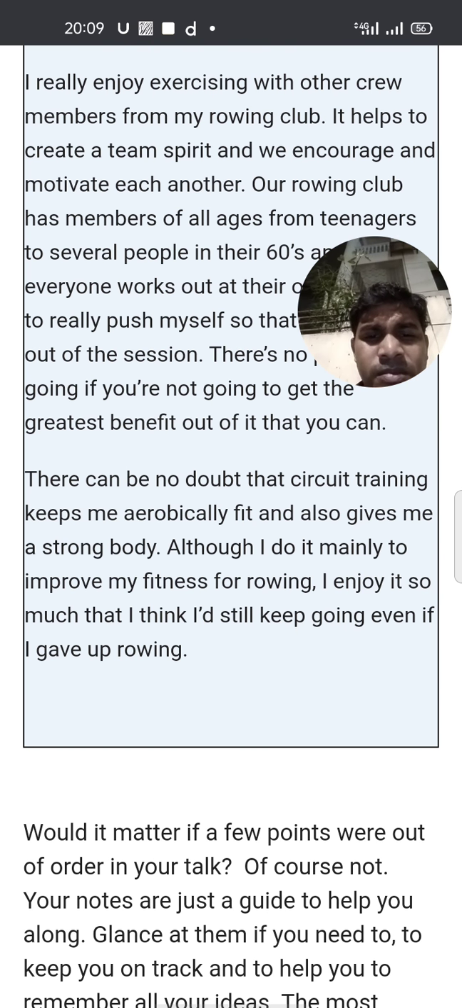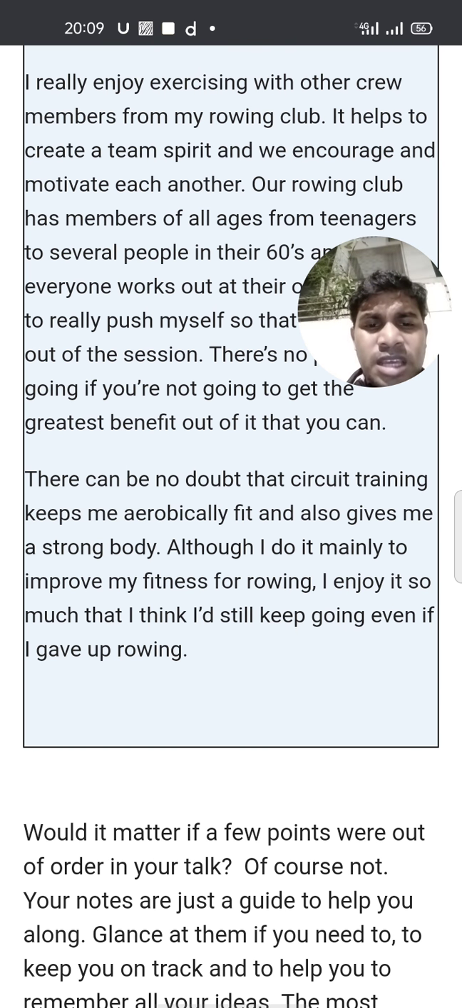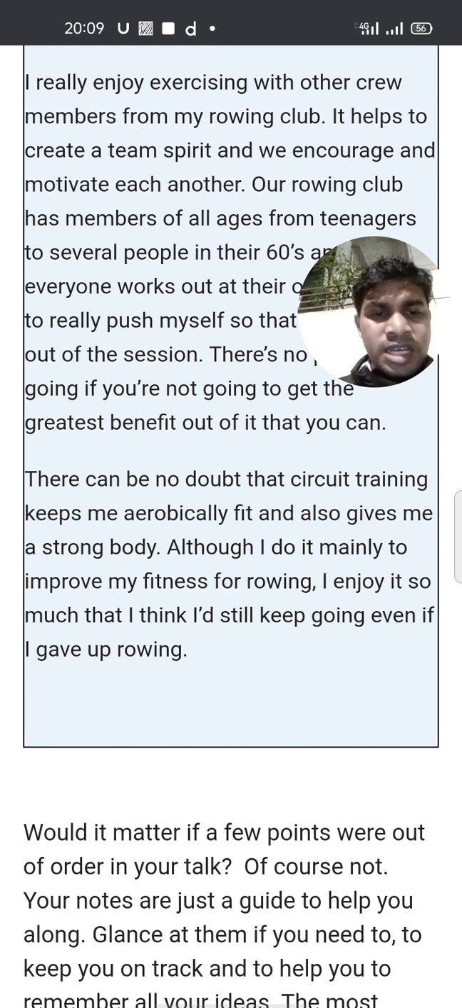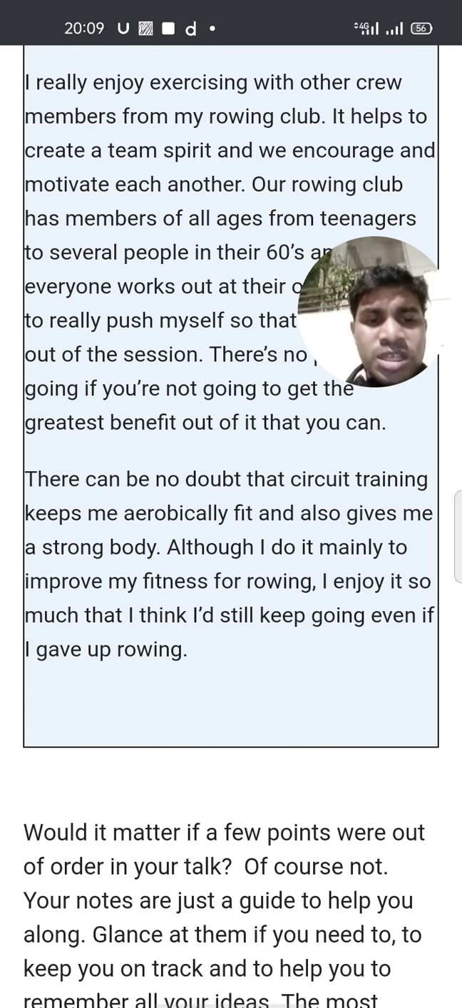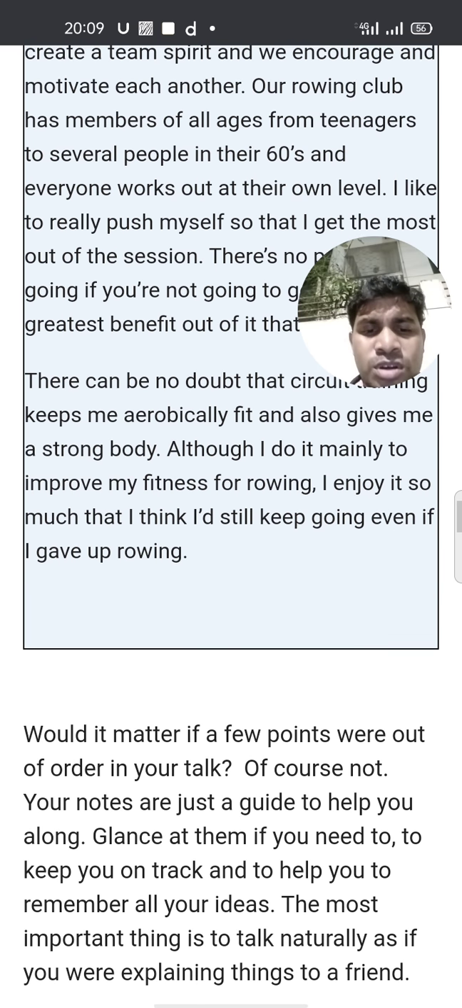There can be no doubt that circuit training keeps me aerobically fit and also gives me a strong body. Although I do it mainly to improve my fitness for rowing, I enjoy it so much that I think I would still keep going even if I gave up rowing.